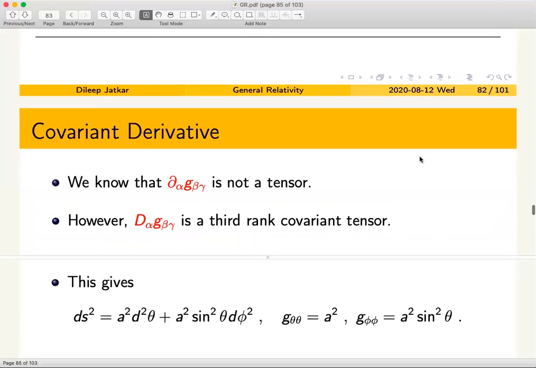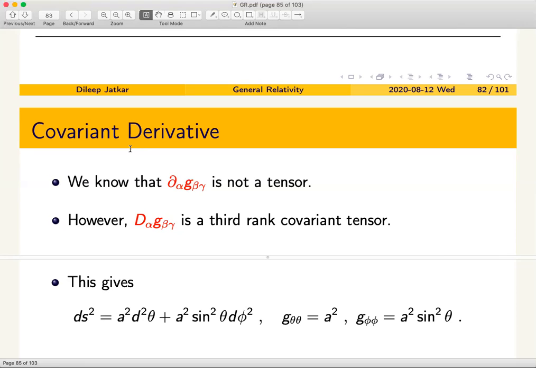Okay, so now remember that we know that the partial derivative of the metric is not a tensor. I said that we cannot construct any tensorial quantity by using the partial derivative of the metric, and that is the reason why we wanted to go to the second derivative of the metric, by writing the derivative of the Riemann principal connection and stuff like that. And then we wrote down the Riemann tensor. But I just gave you a definition of what is called a covariant derivative, which when it acts on a tensor, returns you a tensor.